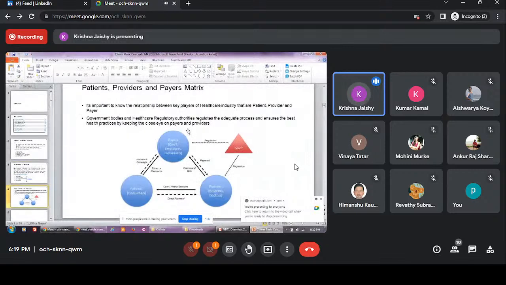Okay. So now how this setup will actually work. First thing is that patients will enroll to the hospital. Hospital will do the procedure. After completion of all the procedures, they will send.